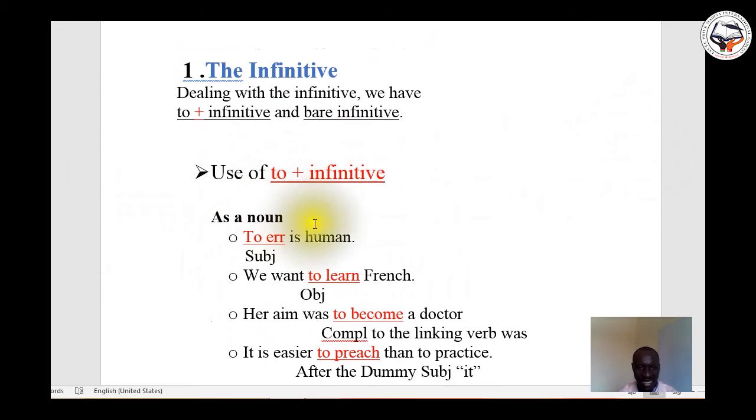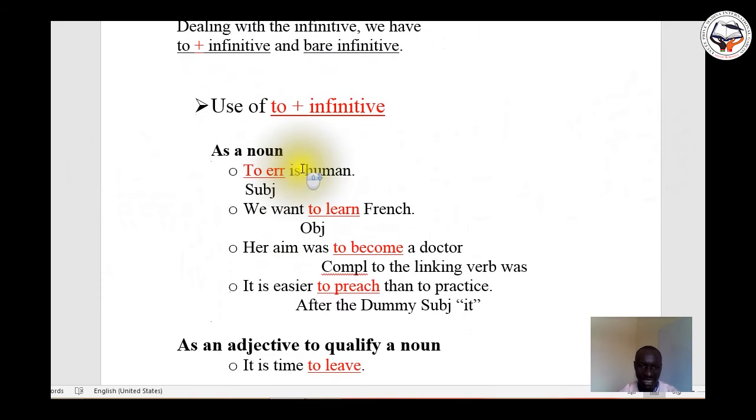As a noun, let's give examples. To err is human. As human beings, you have to err. To err is the subject, as a noun. Here is another: We want to learn French, but right now we are learning English. After learning English, you can learn French. To learn here is our object.